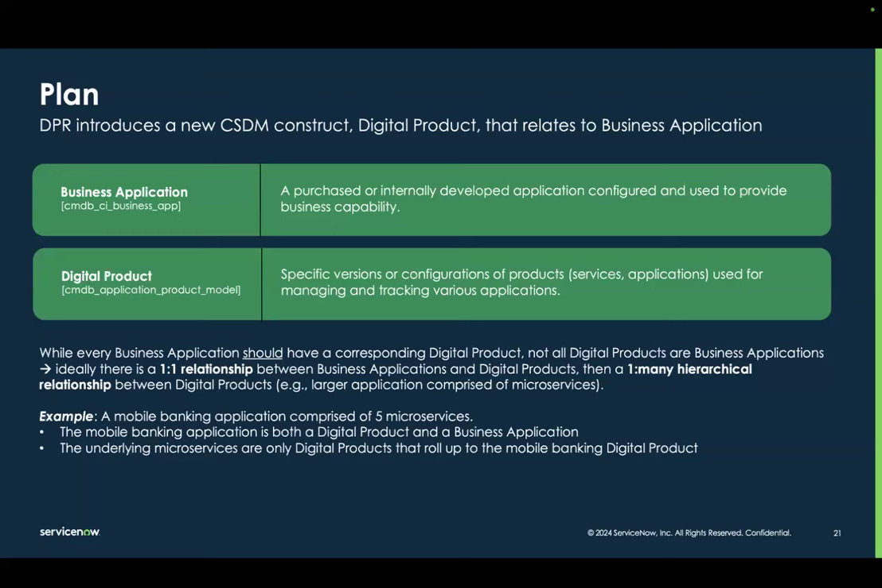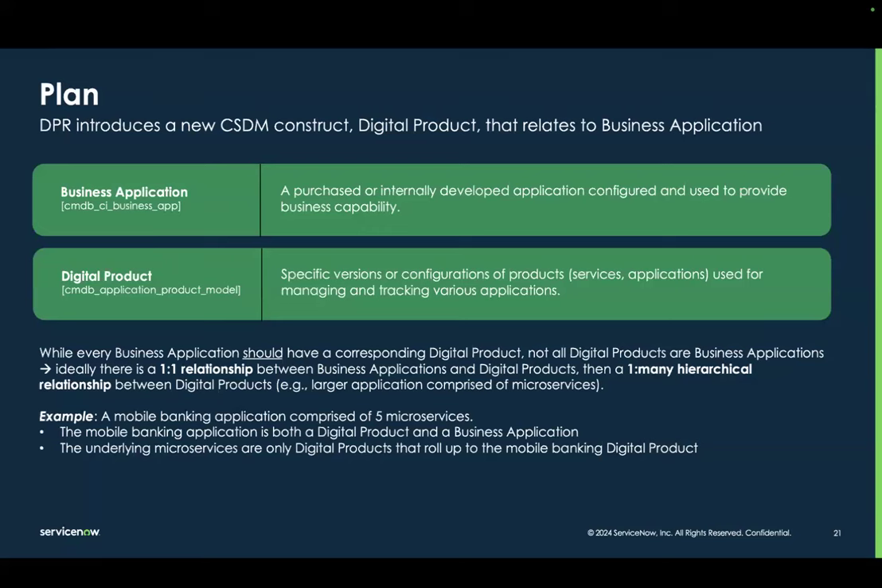Starting in Vancouver, there's a nightly job that runs that makes sure that all of your business applications have a corresponding application product model. There's a chance it's turned off during your upgrades. You may have decided not to have it turned on, but by having it turned on, we not only create the application product model for you, we also link the two of them together, because the recommendation for the CSDM is that every business application should have a corresponding digital product, or again, application product model is the table.